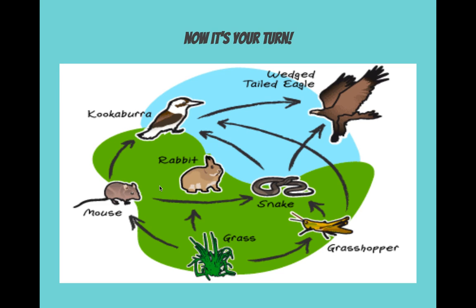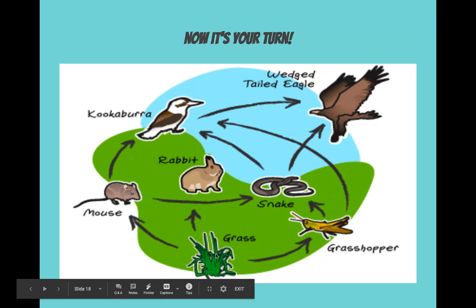Now it's your turn. We're going to do 2 quick questions. Who does the snake give its energy to? Number 2, who gets their energy from the grass? All right, so we know that the grass, we can always check where the arrows are pointing. We see that the arrows are pointing to the mouse, to the rabbit, and to the grasshopper.